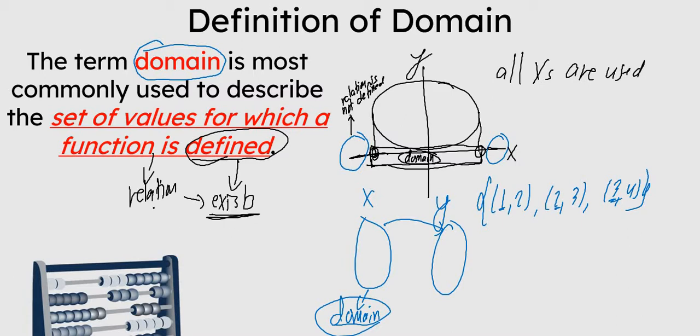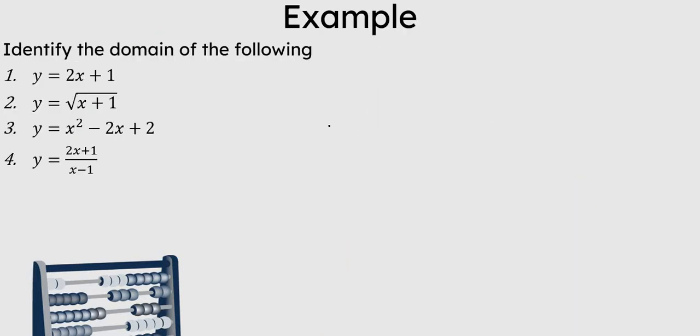If a specific x is not part of the domain, even though it's in the Cartesian plane, the function will not exist with that specific value of x. Now, determining the domain is usually associated with the equations and graphs of functions. So we have here our 4 functions.